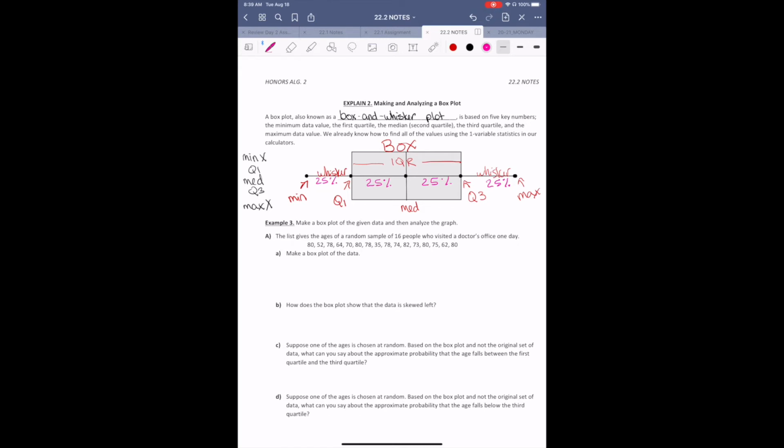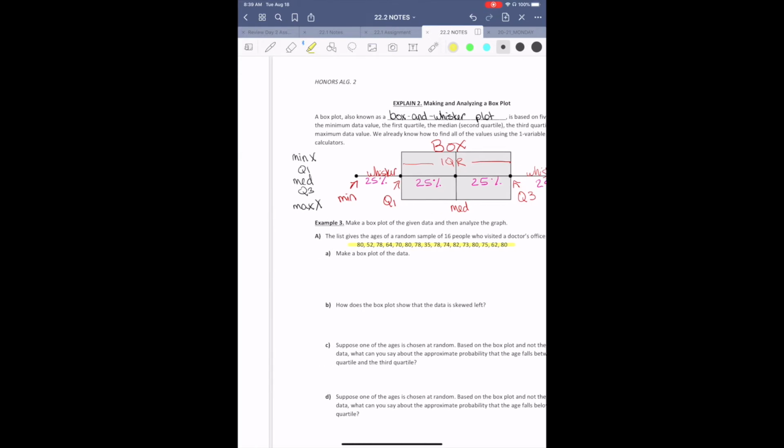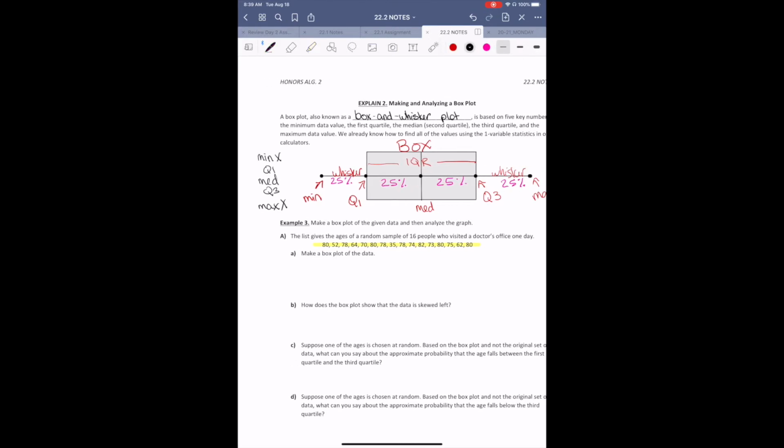All right, so looking at A, it says the list gives the ages of a random sample of 16 people who visited a doctor's office one day. What I want you guys to do is, again, practice with our calculator. You have the data here. You're going to take this data, input it in your calculator, and find those statistical values. So remember, in order to graph, we need those 5 values. Identify the minimum, the quartile 1, the median, quartile 3, and maximum value. So hit the pause button, enter this into your calculator, and come back and check it in a minute.